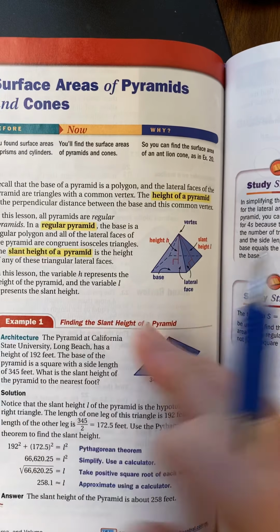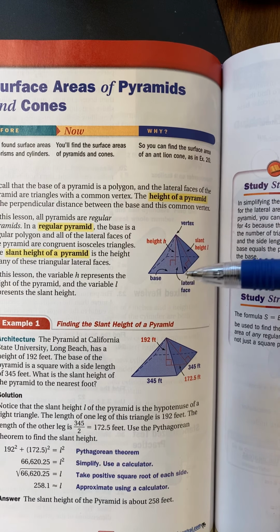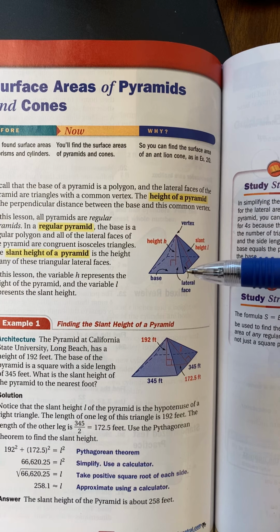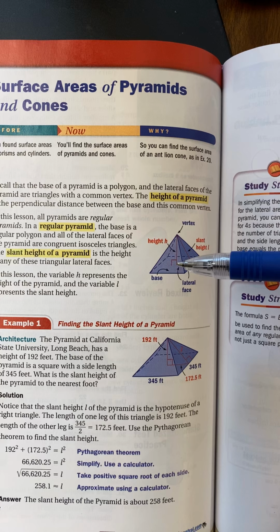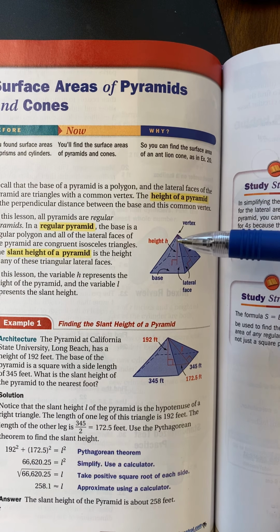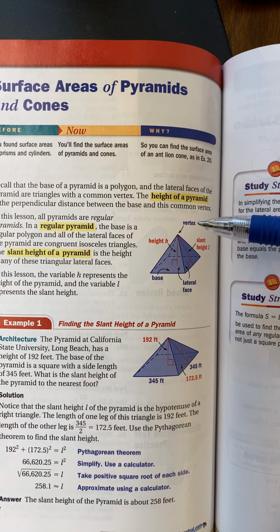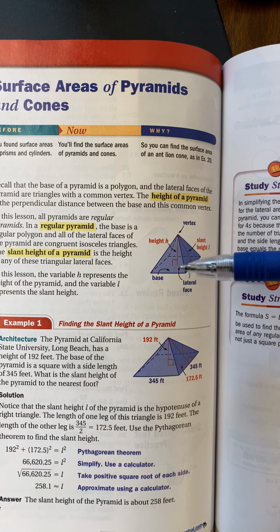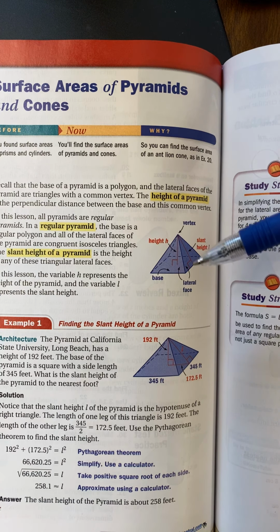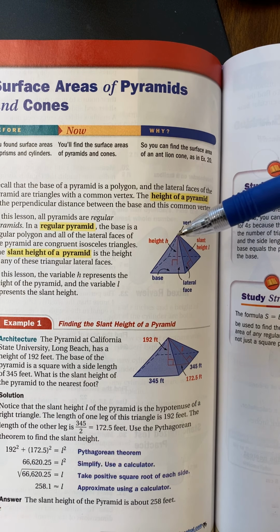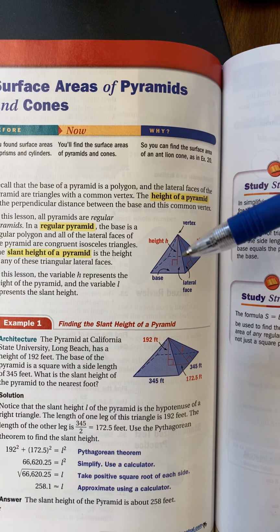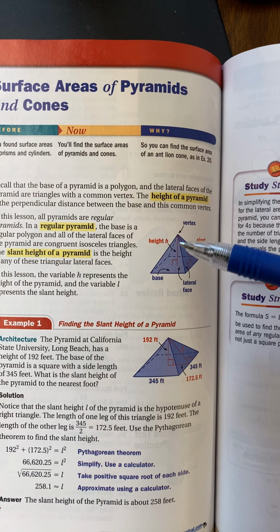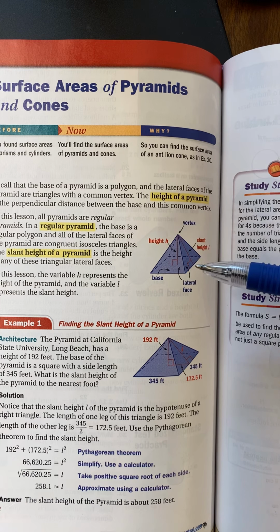So let's go back here on the previous page. If you had a pyramid and it was sitting on its base, the height of the pyramid, H, is from the base, perpendicular to the base, straight up to the vertex of the pyramid. That is not the same as the slant height. The slant height, L, is the length from one of the edges up to the vertex. Which one would be longer here, the height or the slant height? I hope you said slant height.